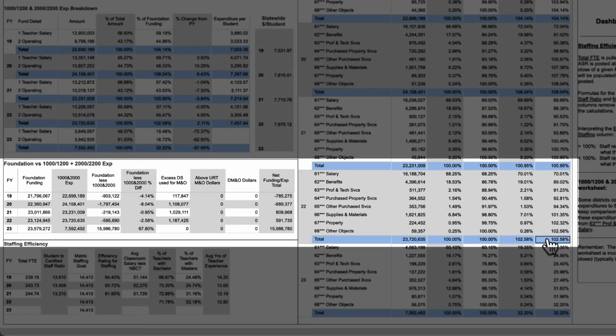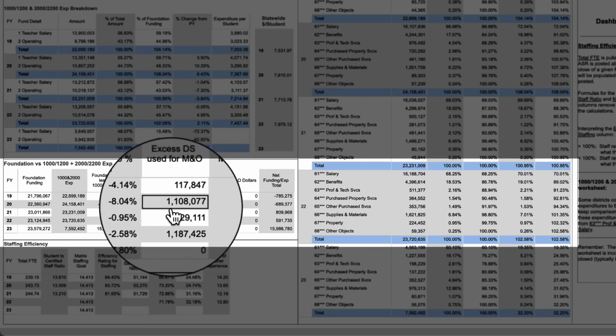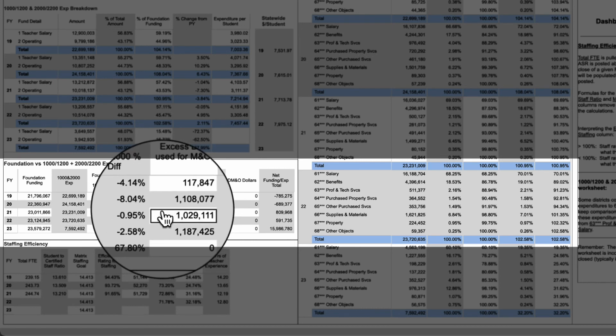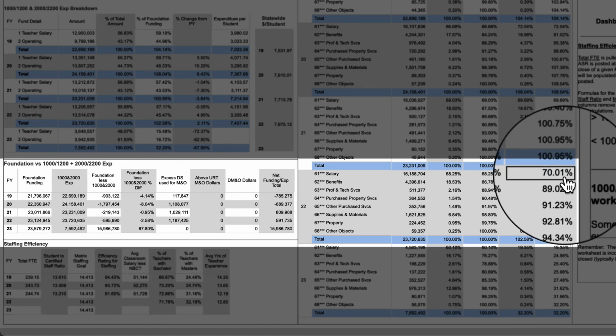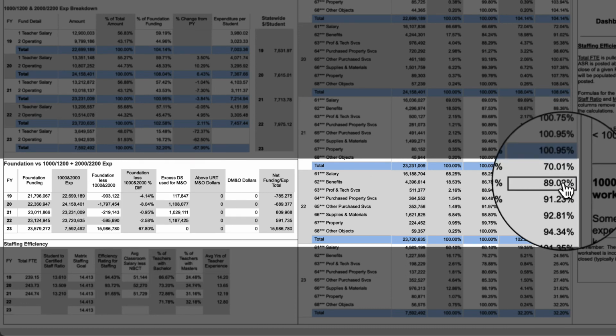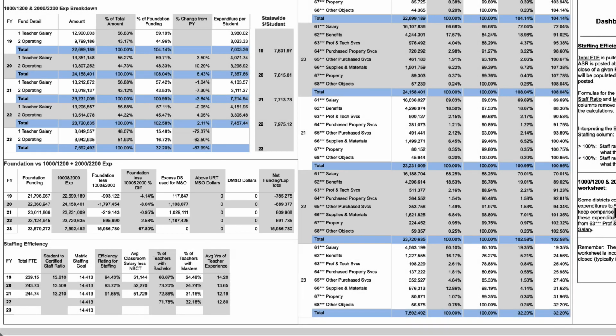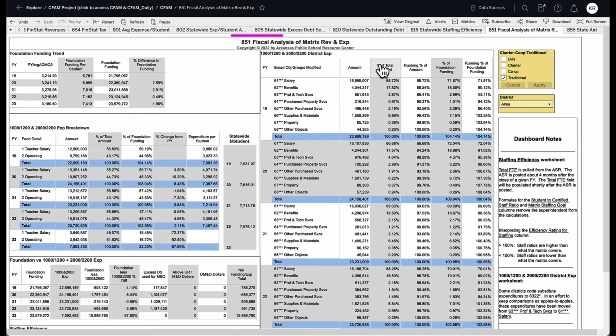So it gives you a good idea of how you're spending your foundation funding. There are districts that have a lot of different ways that they spend their money. There's no right or wrong answer with regards to how much you spend. The important thing is that you know how you spend those dollars. So how much do I have in excess debt service revenue to fund expenditures within my district, and how do we spend those dollars? Also, an important feature is what percentage of our foundation funding do we spend on salary and benefits. So there's a lot of great information that you can get in worksheet number 851.